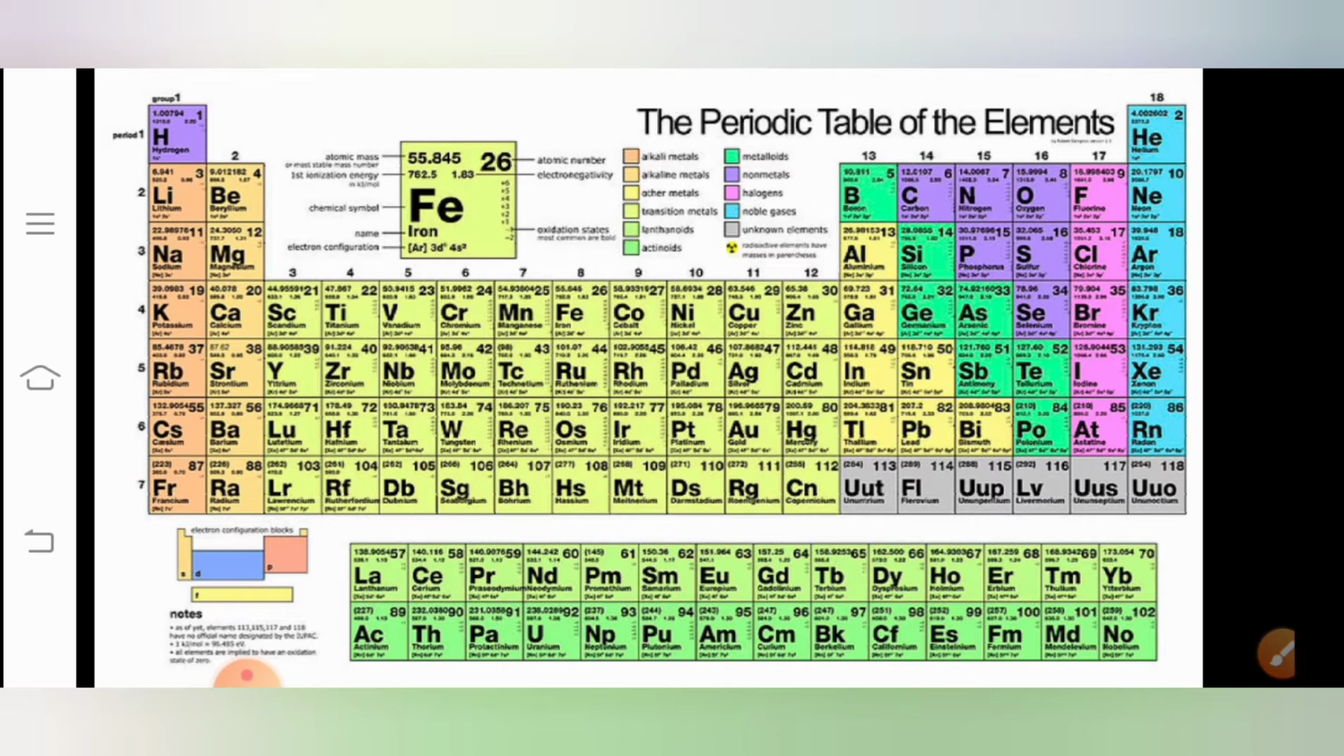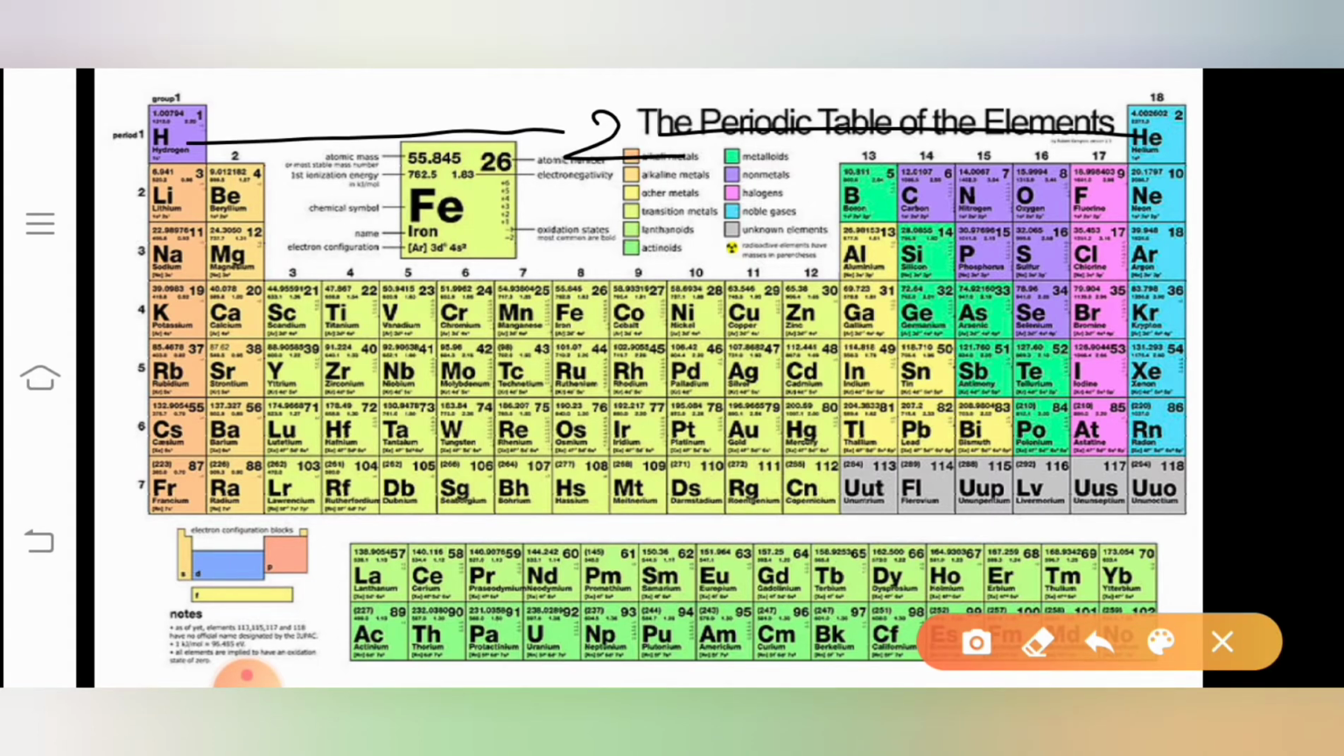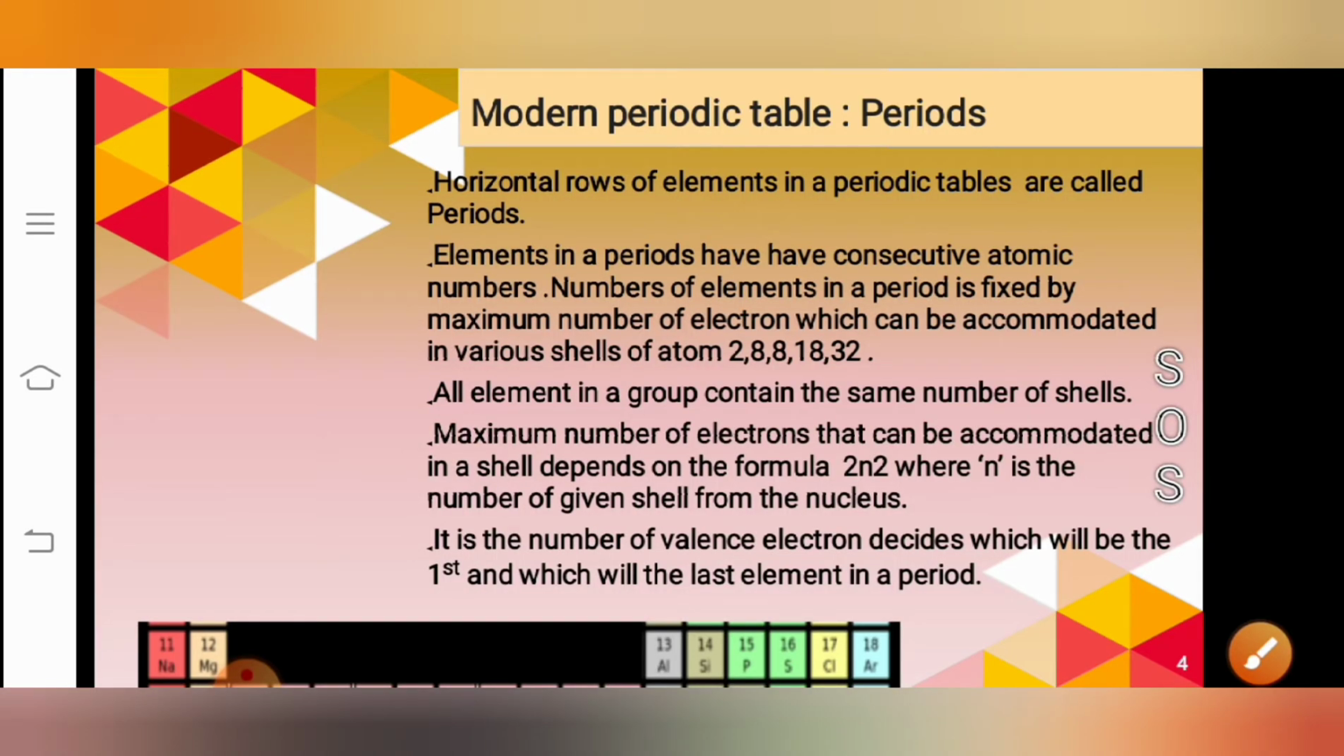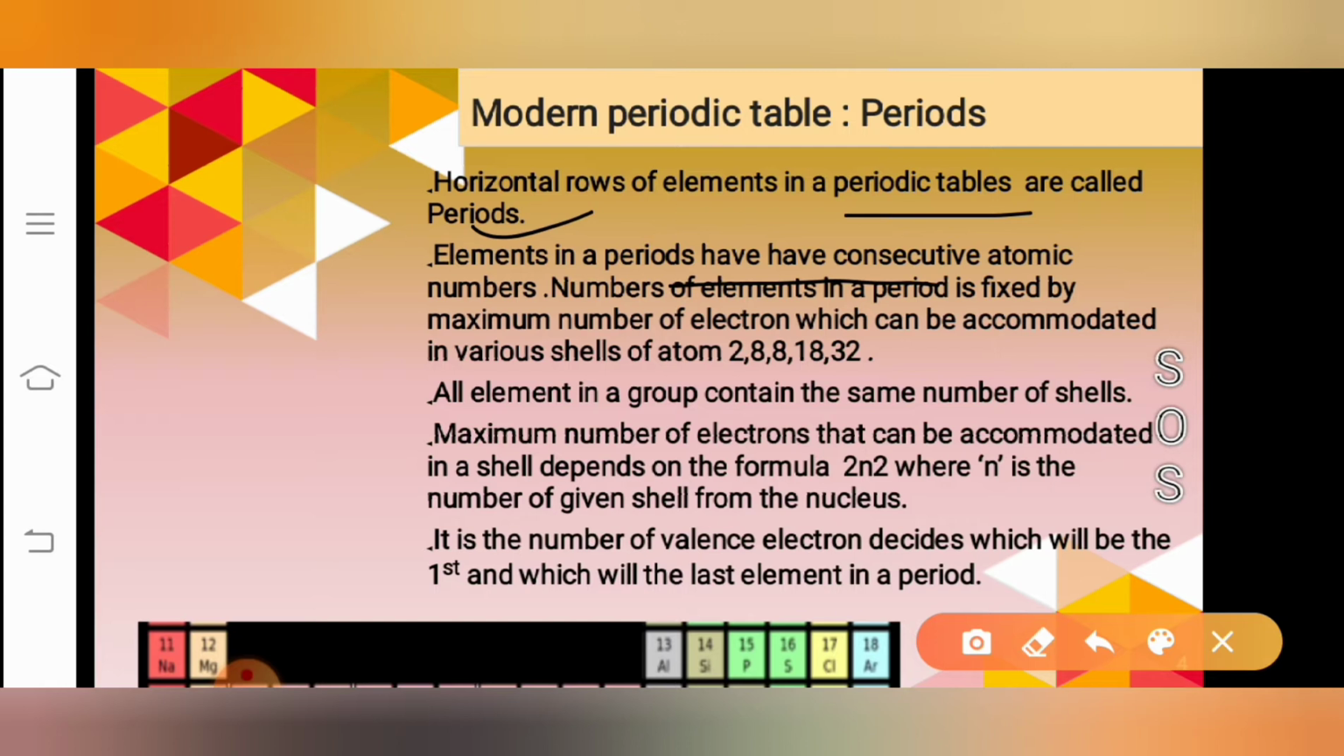Okay, and if you look at the first period, it has only 2 elements. You can see the first period is having only 2 elements, right? It is hydrogen and helium, and hence it is called a short period. I just want to recall once again whatever I have told you before moving to the next concept. I told you that the horizontal rows in the periodic table are called periods, correct? And we also discussed that elements in the periods have consecutive atomic numbers. That is, if it is 1, then it has to be 2, then 3, then 4, like that. It has to be arranged in order.